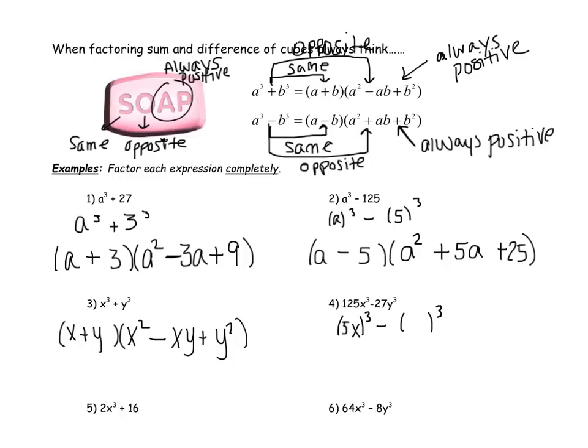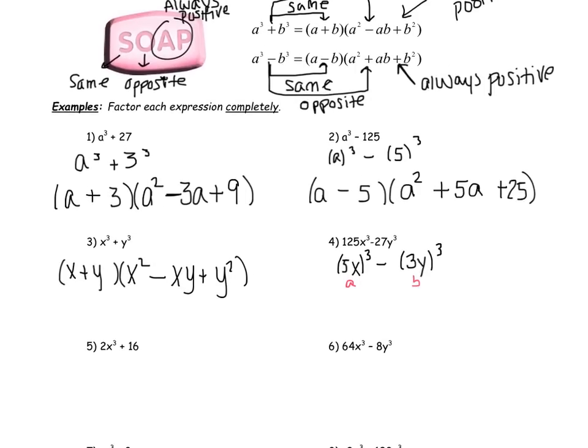That would be my a value, if you want to write that. And then for 27, we know it's 3. 3 to the third is 27. And if I made it 3y, then I have 3 to the third is 27, and y to the third is y to the third. So maybe if we want to write that, this is my b. Okay, so let's set it up. Inside the parentheses here, the sign we keep, so same, opposite, always positive. So I just set it up. And if we follow this same pattern again, it goes a and b. So a is 5x and b is 3y.